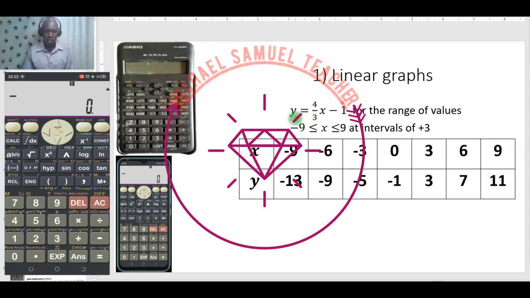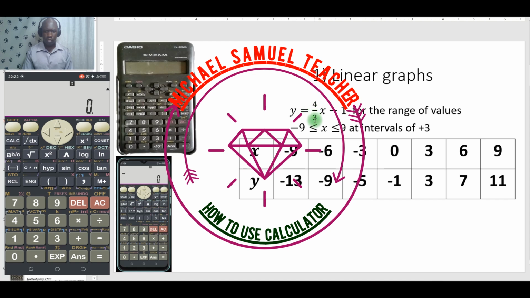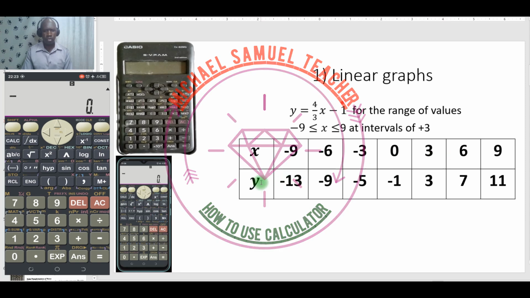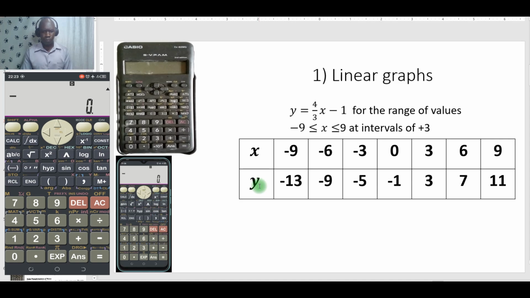Here we have the function y is equal to 4 over 3x minus 1 for the range of values minus 9 all the way to positive 9 at intervals of positive 3. So you can see along the row of x, minus 9, minus 6, all the way to 9 in steps of 3, and so on. So we need to use the calculator to get the corresponding values of y.